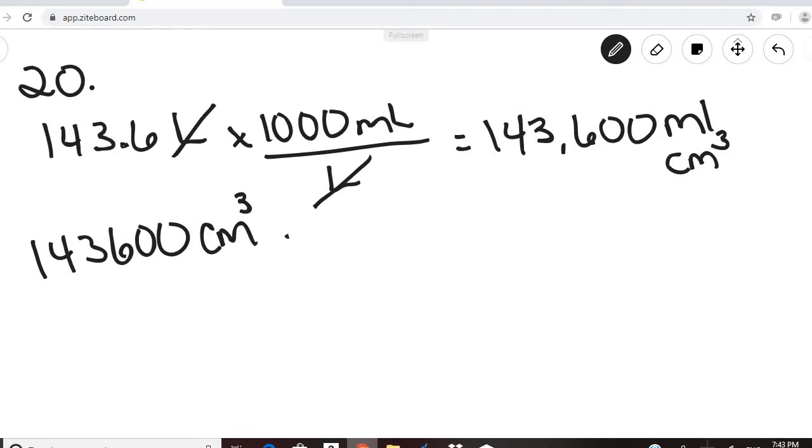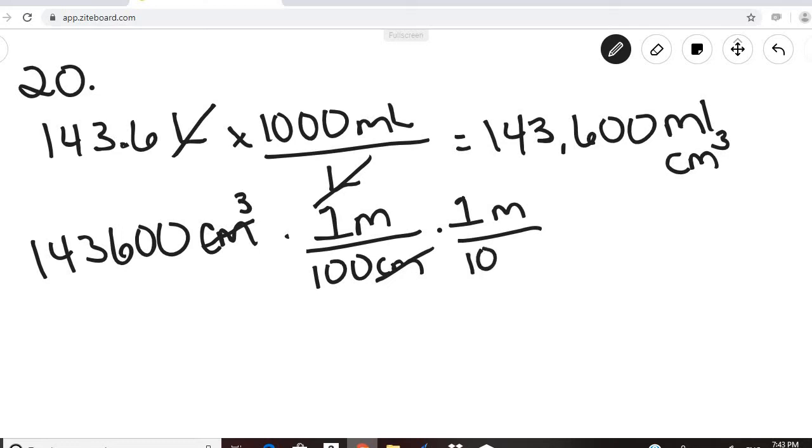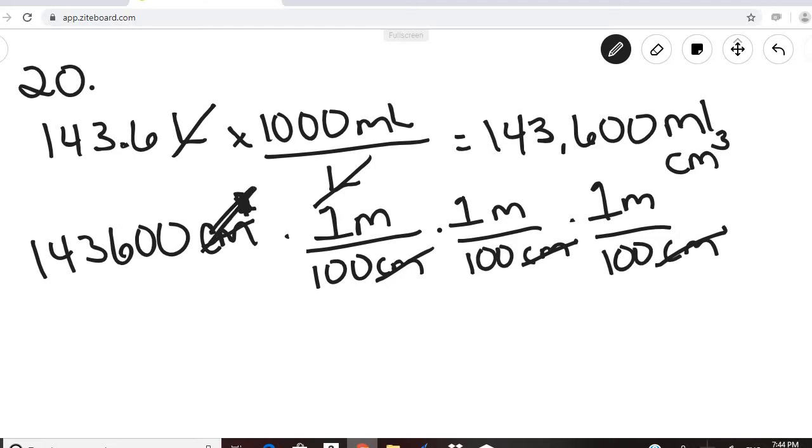So this is going to be a 3-step conversion to get to cubic meters. 1 meter is 100 centimeters. So it's going to get rid of one of those centimeters. We still have 2 more to get rid of. So 1 meter is 100 centimeters. That gets rid of the second one. So now we're down to just 1 more to get rid of. So 1 meter is 100 centimeters. That gets rid of the last centimeters, and meters times meters times meters will give us cubic meters.